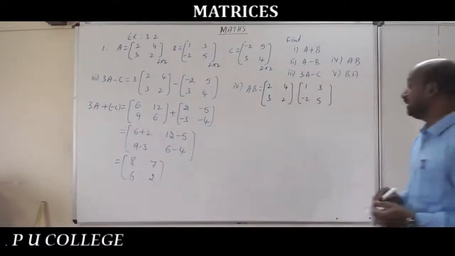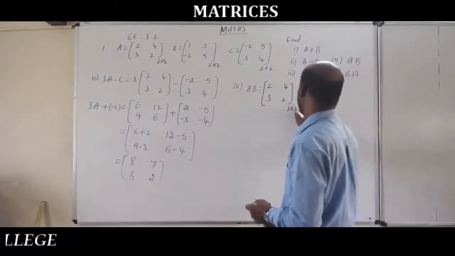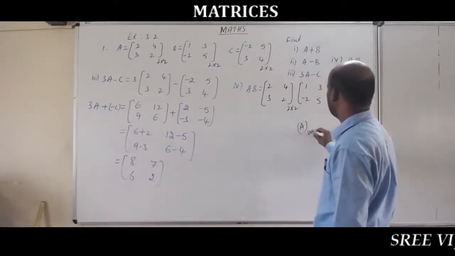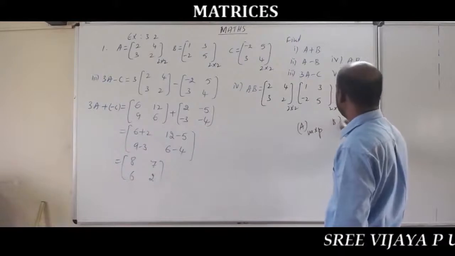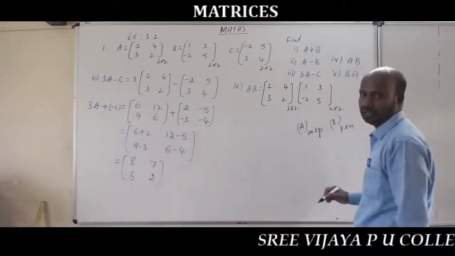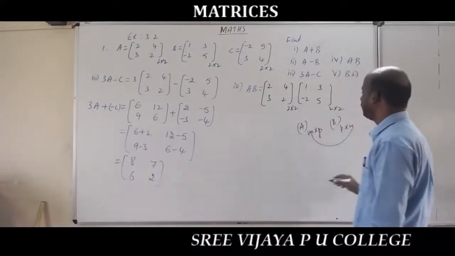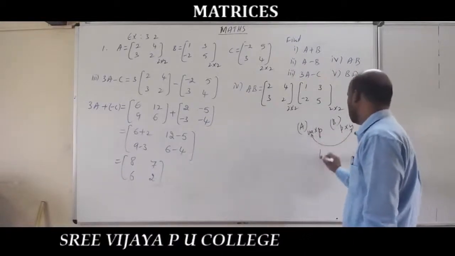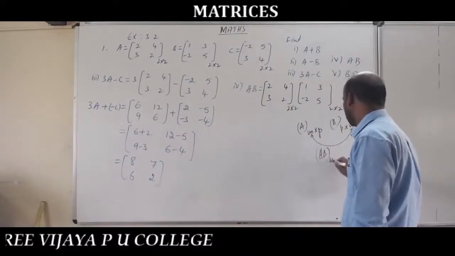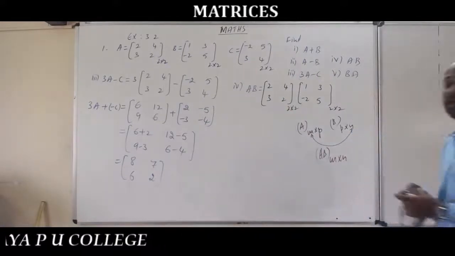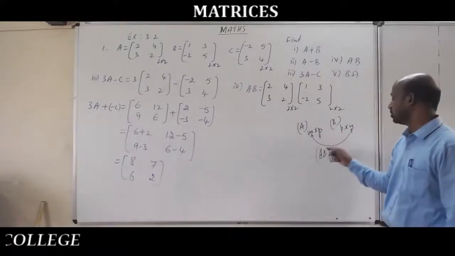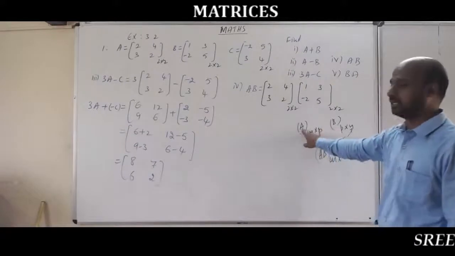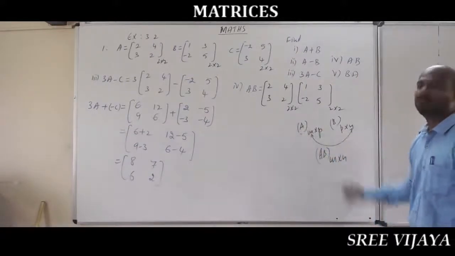Multiplication of two matrices. Here we have two square matrices. If A is a matrix of order m by p and B is a matrix of order p by n, then AB can be defined, and its order is m by n. So multiplication of two matrices is possible only when the number of columns of matrix A is equal to the number of rows of matrix B.